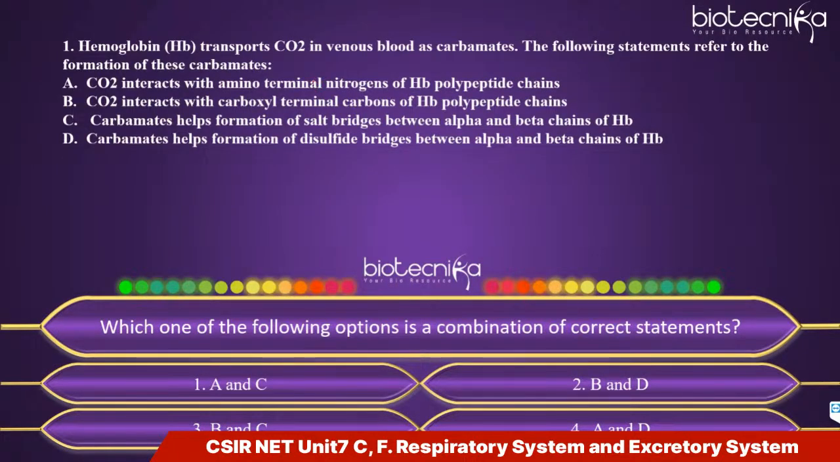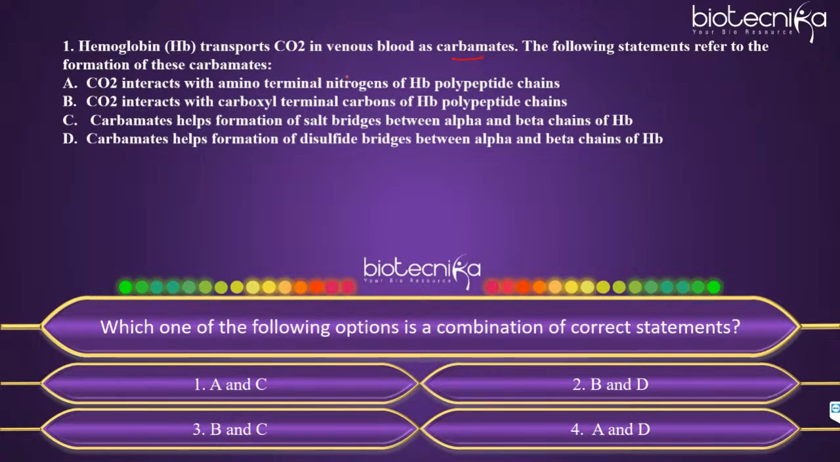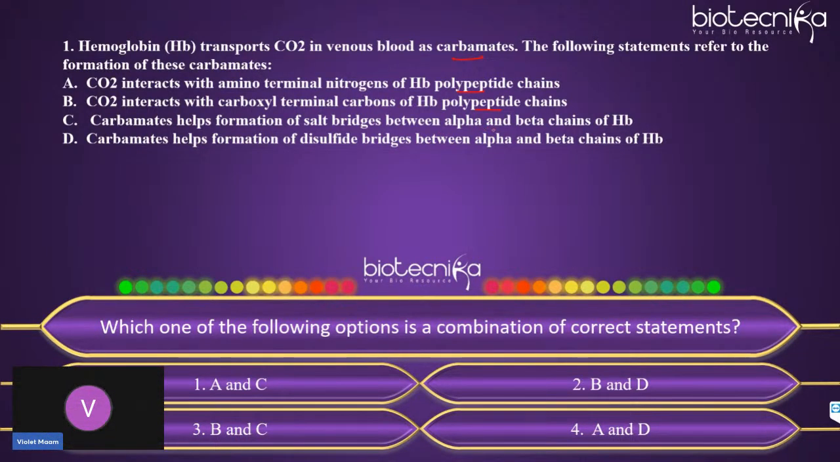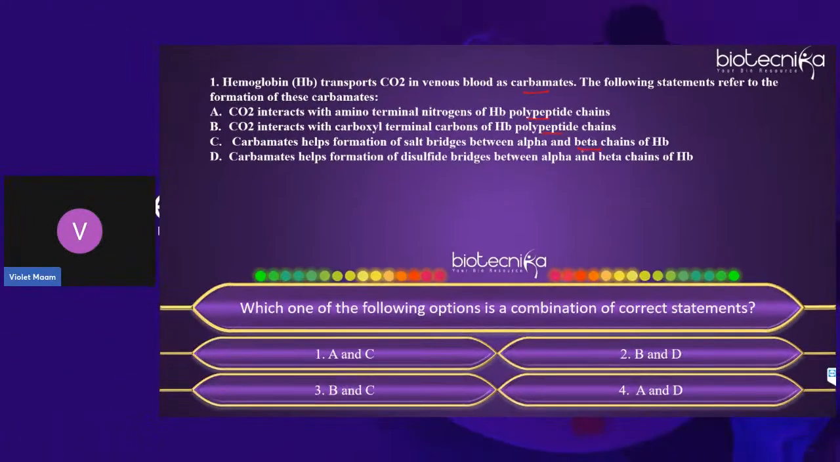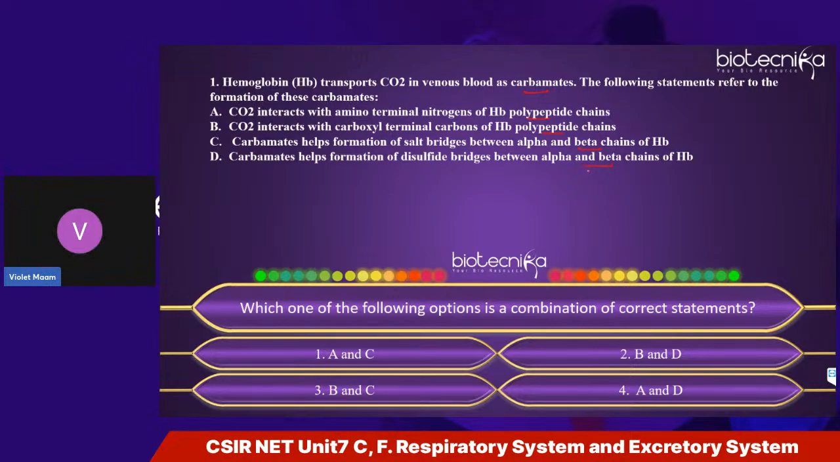Yes, so this first question is a part C question that was asked from respiratory system. It's basically a statement-based question, as you can see over here. Hemoglobin transports CO2 in venous blood as carbamates. The following statements refer to the formation of these carbamates. A. CO2 interacts with amino terminal nitrogens of hemoglobin polypeptide chains. B. CO2 interacts with carboxyl terminal carbons of hemoglobin polypeptide chains. C. Carbamates help formation of salt bridges between alpha and beta chains of hemoglobin. D. Carbamates help formation of disulfide bridges between alpha and beta chains of hemoglobin. Which one of the following options is a combination of correct statements?